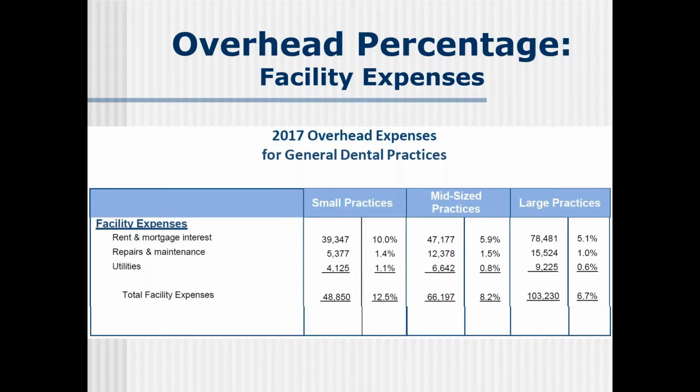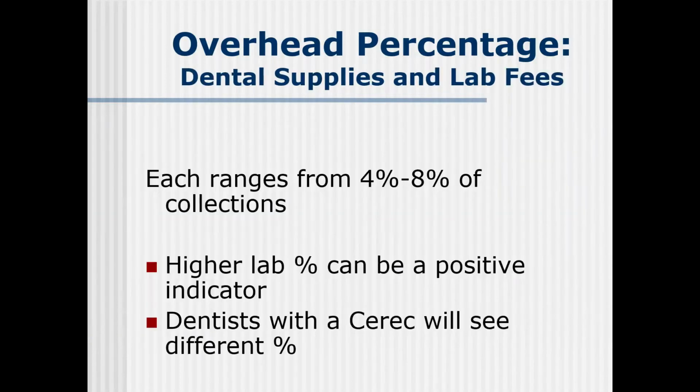The average is 12.5%. The mid-sized practices, because they produce more out of their space, had facility costs that came in at just over 8%. And for the larger practices, because they're really producing out of their space, their facility costs came in just under 7%. So staff expenses got a little bit higher as a percentage of collections as practices got larger. Facility costs went down as practices grew.